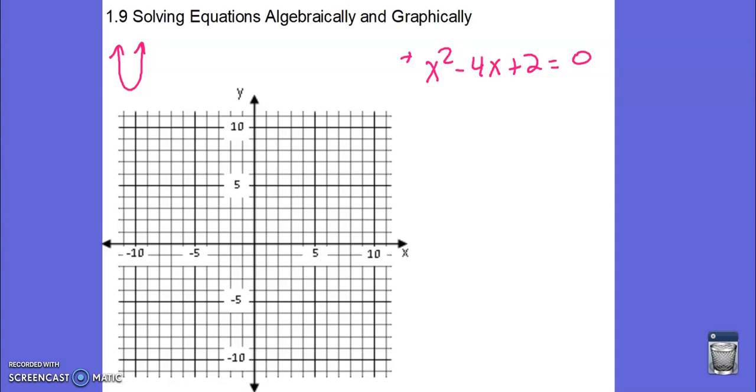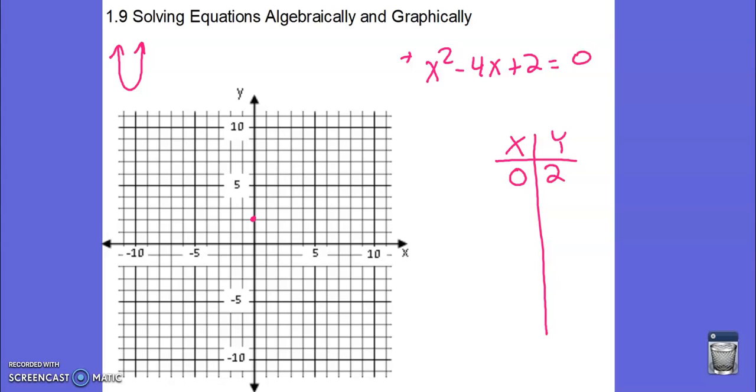The other thing we can always do is start an XY chart, and we can easily find the y-intercept by plugging in 0. If we plug in 0, we're going to get 2. So we know (0, 2) is a point on that parabola, and that's easy to find.